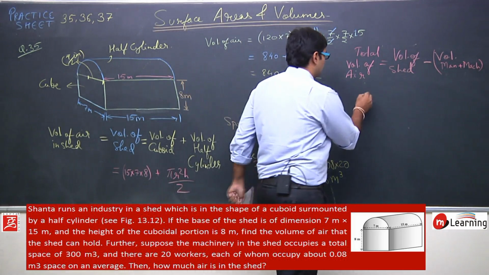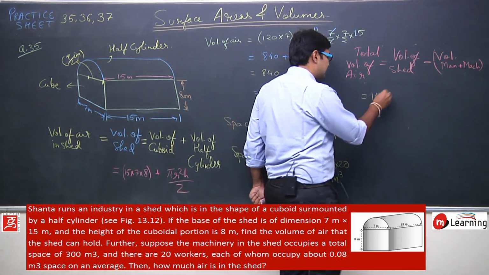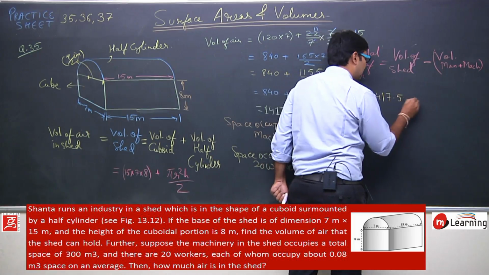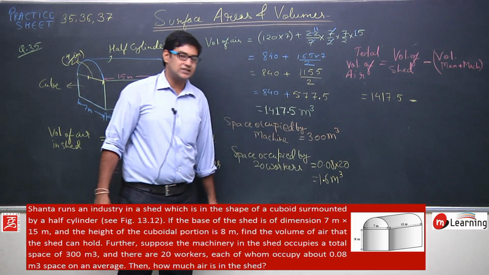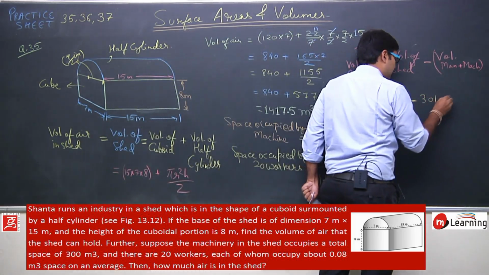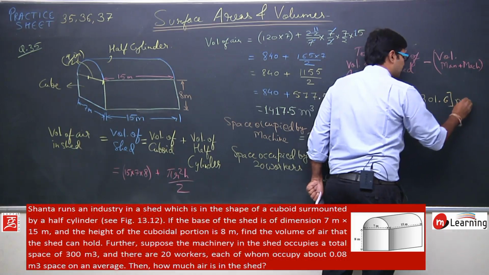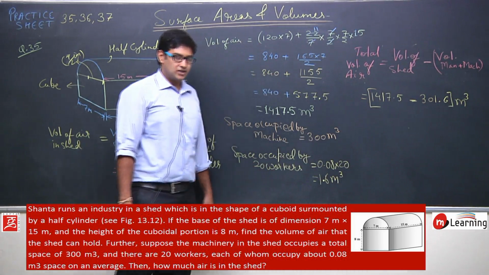So this will give you 1417.5 minus, now man plus machinery, it will be 300 plus 1.6, so here I can write 301.6. So this much meter cube of the volume will be covered by the air, okay.